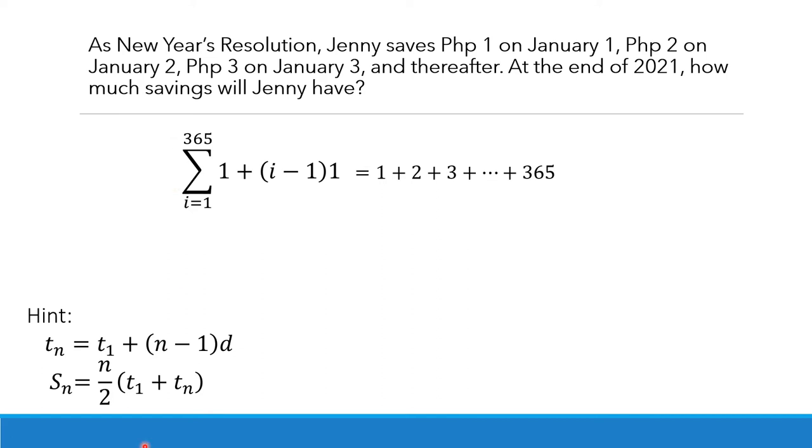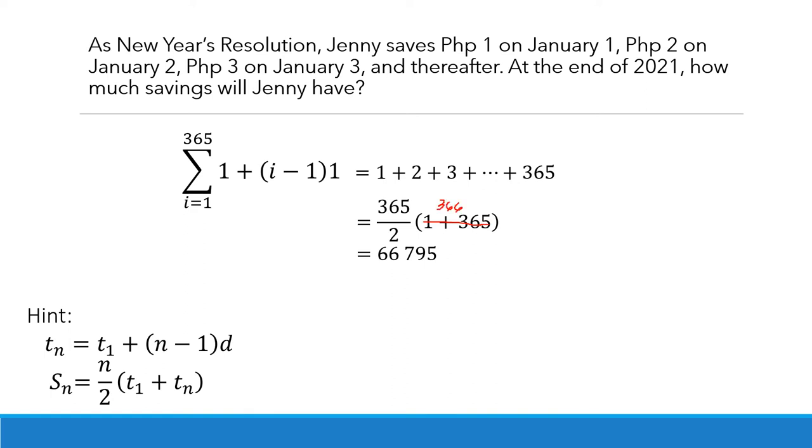Now, to get the sum of this series, let's recall also the formula for finding the sum of the nth term, which is n over 2 times the quantity t sub 1 plus t sub n. We shall use this formula since we know the first term and the last term in the given sequence. Now, following the format, we will have 365 over 2 times the quantity 1 plus 365. Now, let's perform some operations. So, 1 plus 365, that would be 366.